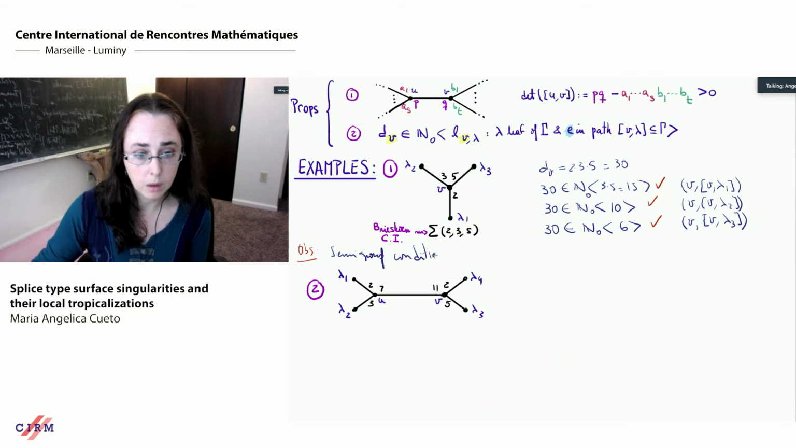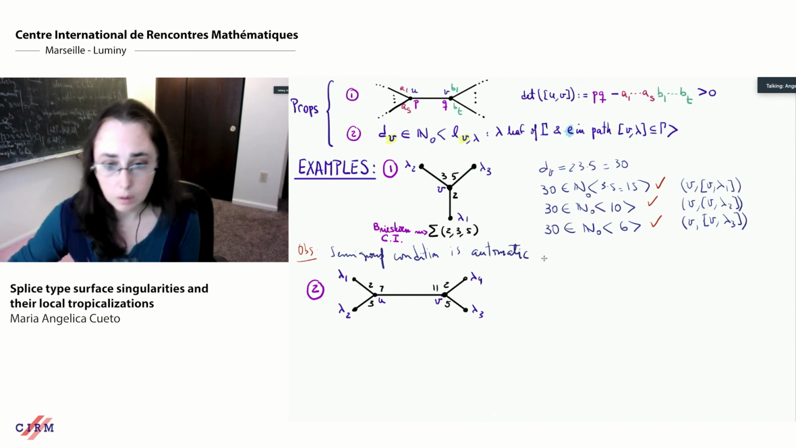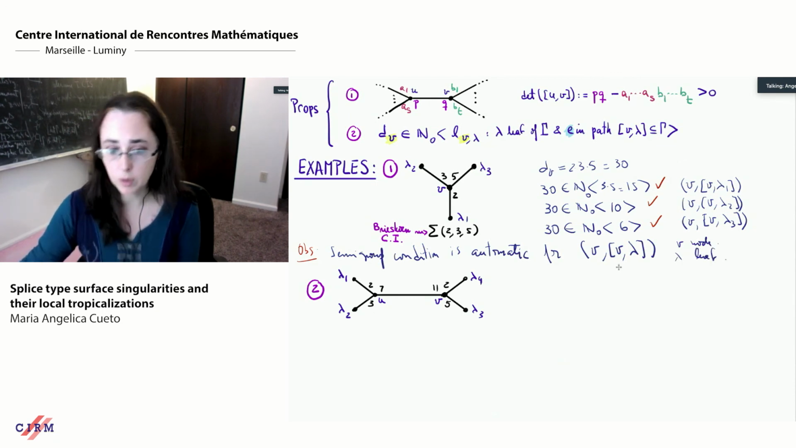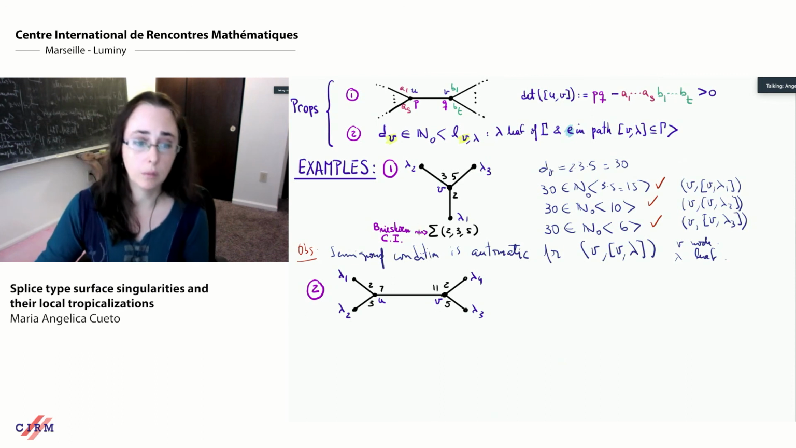is automatic for what we called pairs that are a node together with a leaf. Okay, so V here is a node and lambda is going to be a leaf. So that's good because then we have fewer things to check.